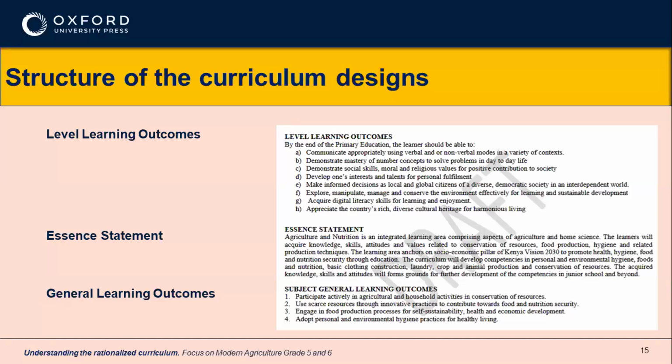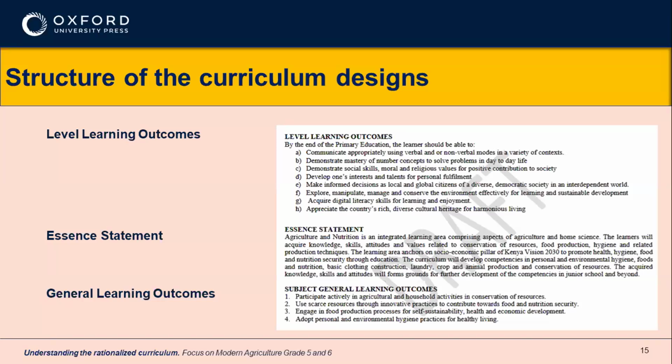Then, of course, we have an essence statement, which is basically a statement explaining why these children need to learn agriculture and home science in class. It talks about the skills the learners are going to acquire, the knowledge, the attitudes and values, which are related to conservation of resources, food production, hygiene, and production techniques, among others. Then after this, we have the general learning outcomes.